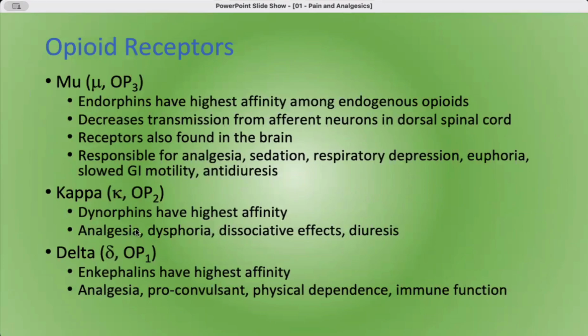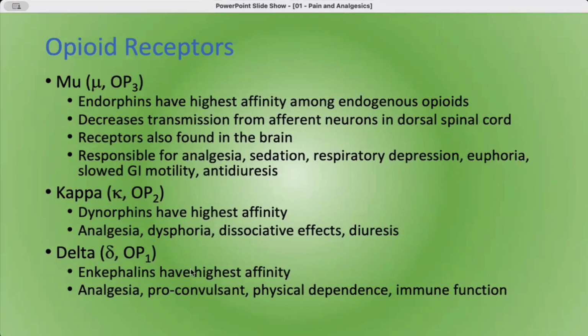Kappa, they are activated by the dynorphins. And kappa receptors also have analgesic effects, but they also tend to cause dysphoria and dissociative effects and diuresis, okay? So whereas mu opioid receptors cause antidiuresis, kappa receptors cause diuresis. So you see overlap in the analgesia, but opposite effects in the case of diuresis. So it gets a little confusing. Really, I think just note that they all cause analgesia, and then just focus on the mu effects for pharmacologic interventions, then you'll be in good shape.